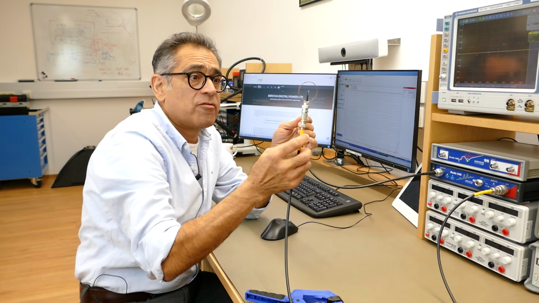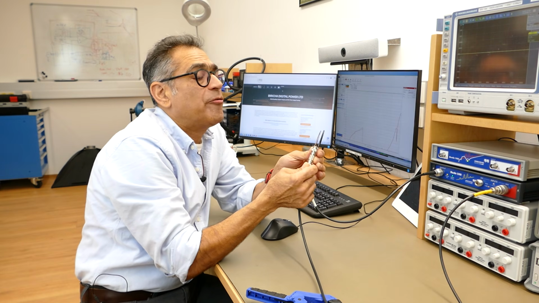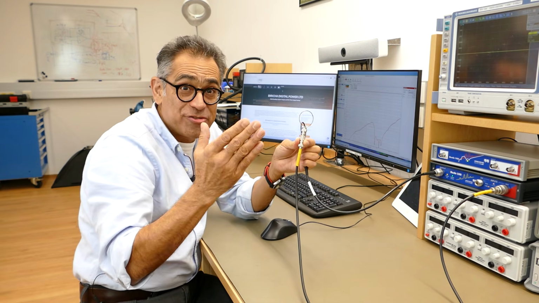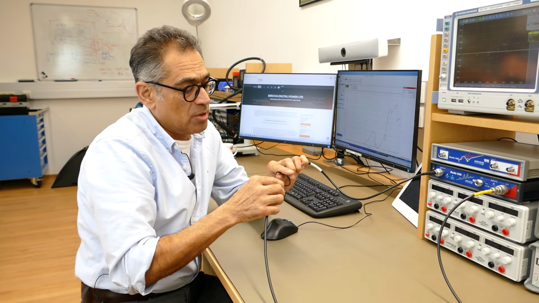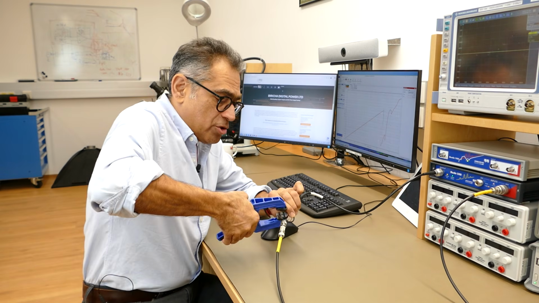And here I've got my second loop of wire, and when I put these together, effectively I'm forming a transformer, and that'll be exactly the same as having two PCB tracks right next to each other. So I'm going to put these next to each other. Let me clamp them so that they don't move very much.